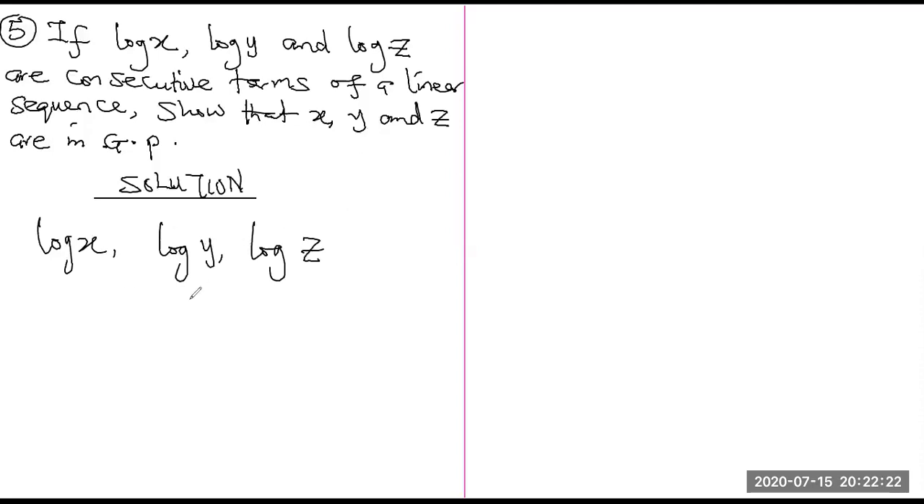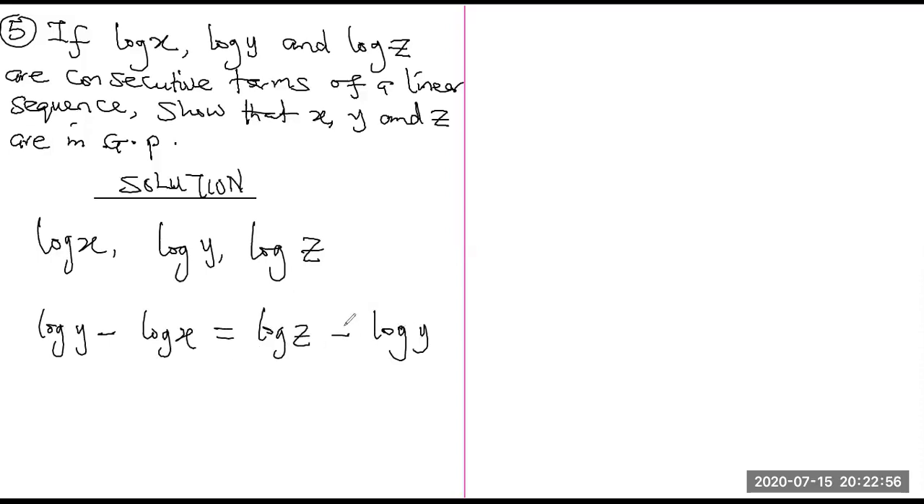Recall that the formula for a linear sequence cannot solve this problem because we are dealing with log x, log y, and log z. They are not just pure numbers, so we can't find the common ratio. We don't know the first term and all that. So we just use the principle of AP by saying the common difference, which is this middle one, log y minus log x, is equal to the next one, log z minus log y. They will all be the same thing. That's why we say that the common difference is constant.